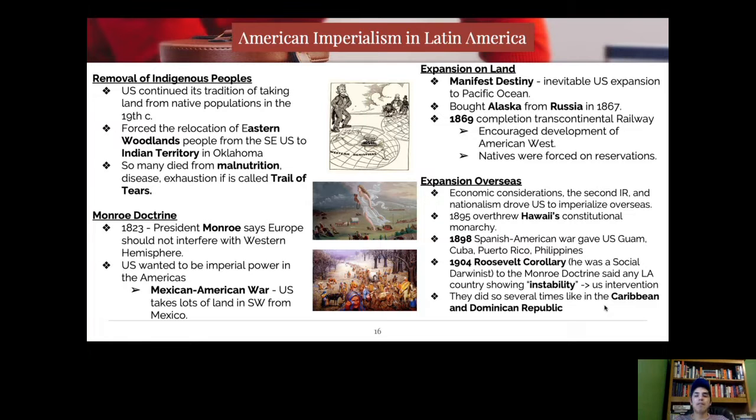And then expansion overseas takes place roughly at the same time that Europeans are expanding or colonizing Africa. The United States starts a war with Spain, and before that, they take over Hawaii. They start a war, the Spanish-American War, and they win. Spain gives them Guam, Cuba, Puerto Rico, and the Philippines.